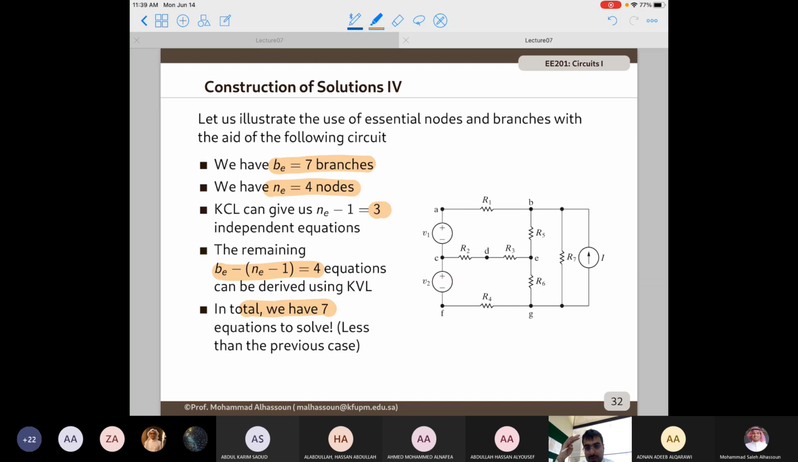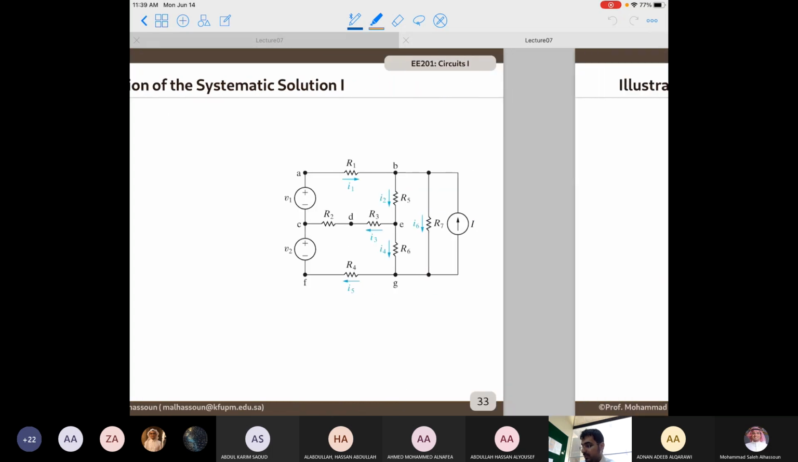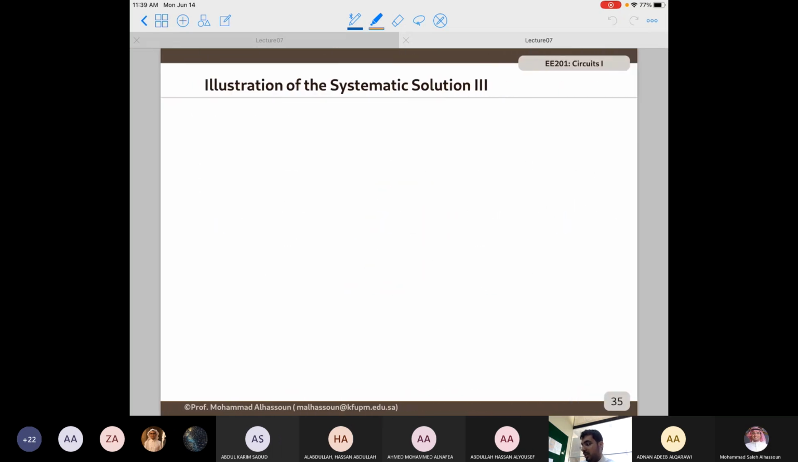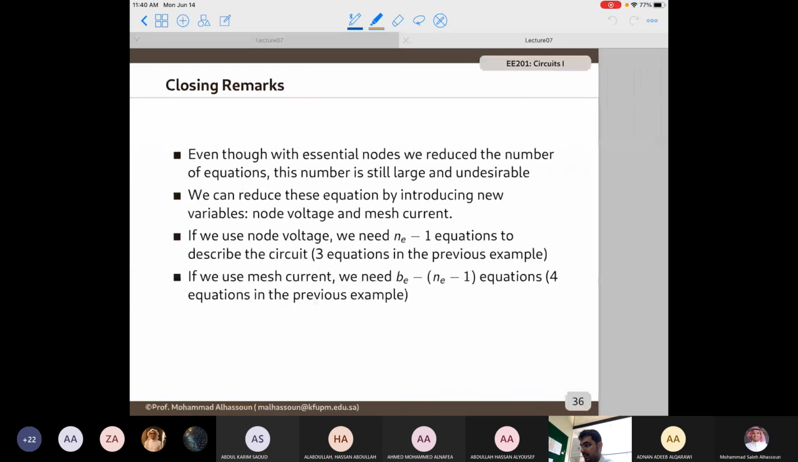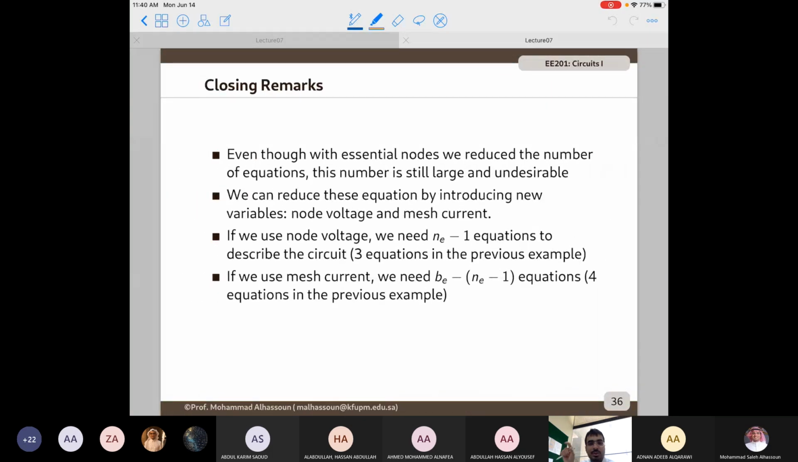But the issue here is that I still have to solve the equations. It turns out I can simplify this calculation if I introduce intermediate variables. And those intermediate variables are the node voltage and the mesh current.